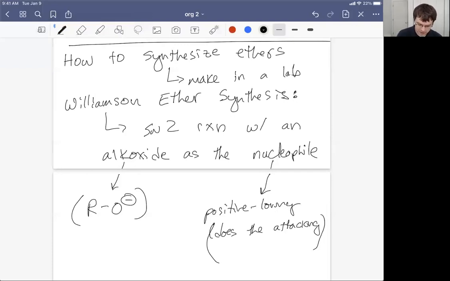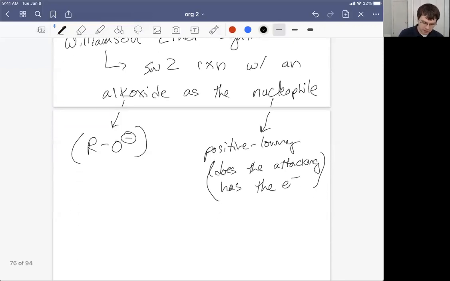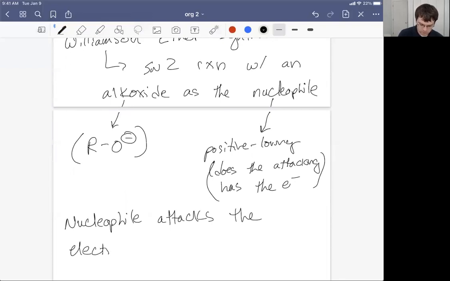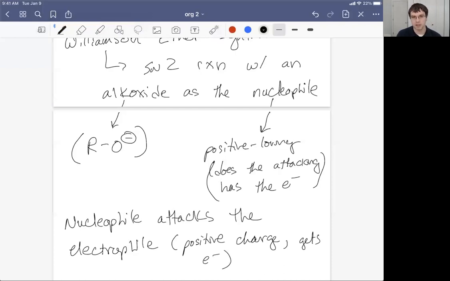But this does the attacking and it has the electrons. So that's a little bit of a review from Organic Chemistry 1. Now, what does it attack? So the nucleophile attacks the electrophile. So this attacks the electrophile, and the electrophile has the positive charge. And it gets electrons. It doesn't have that many electrons. It's what we call electron deficient at the outset of a reaction, but engaging a nucleophile forms a covalent bond and gives it more electrons.